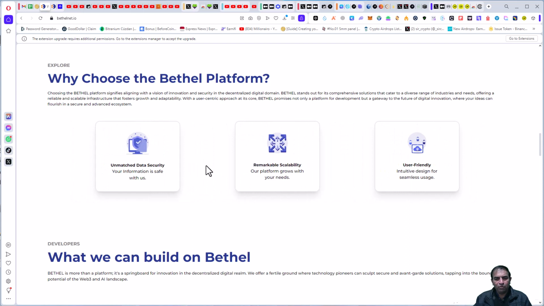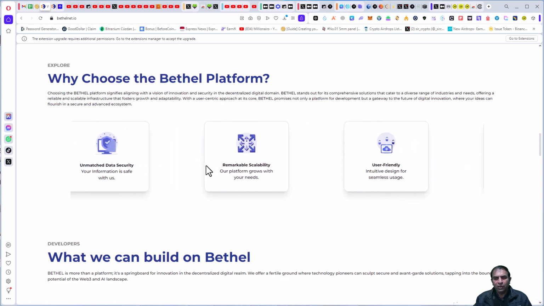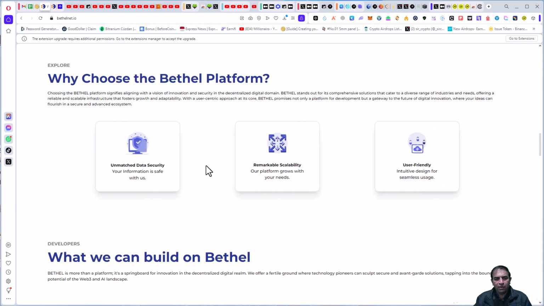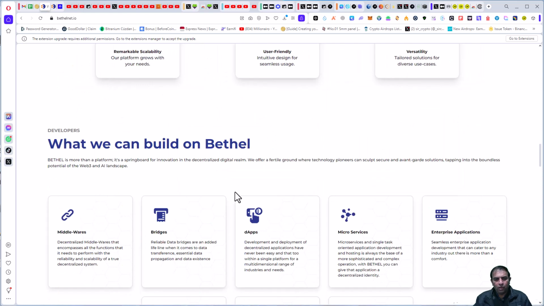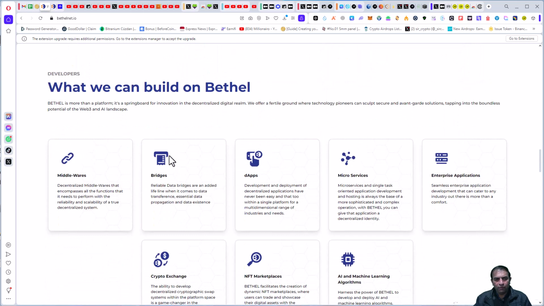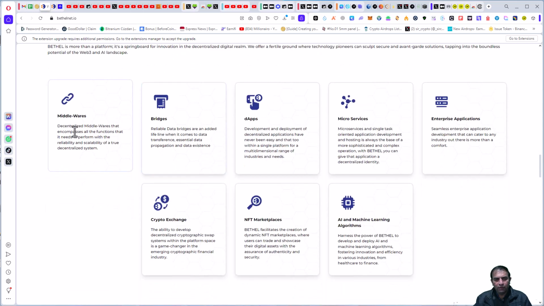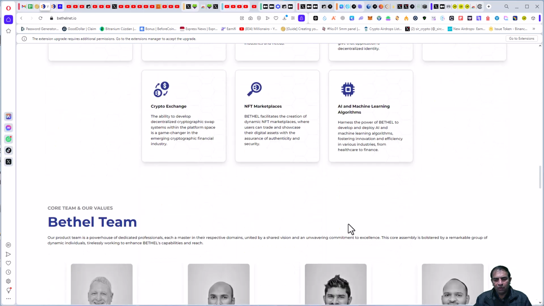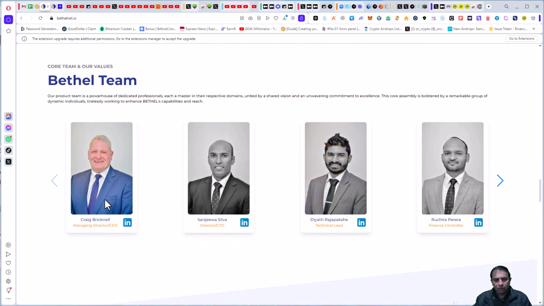At its core, BETHEL promises not only a platform for development but a gateway to the future of digital innovation, where your ideas can flourish in a secure and advanced ecosystem. So you can check more about the developers, middleware, bridges, dApps, microservices, enterprises, applications, crypto exchanges, NFT marketplaces, and AI and machine learning algorithms. You can check out the BETHEL team.